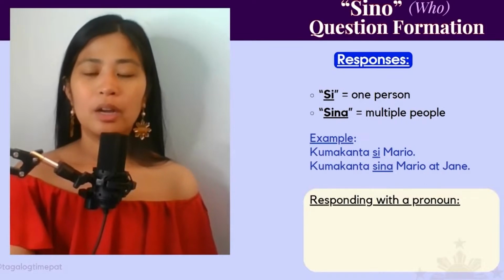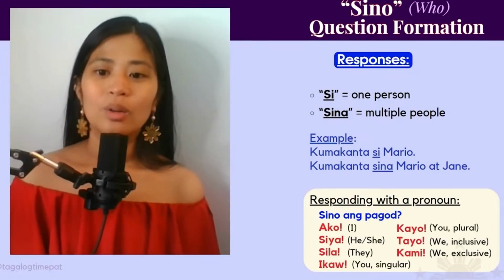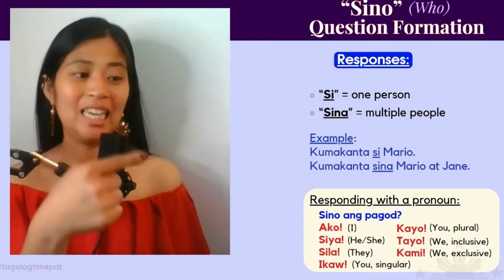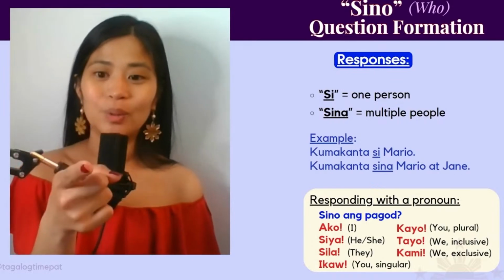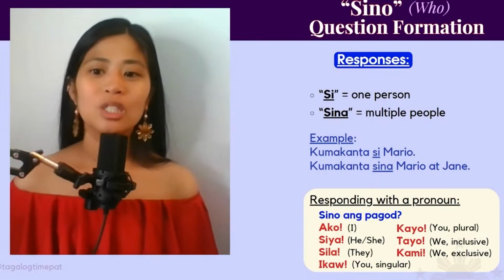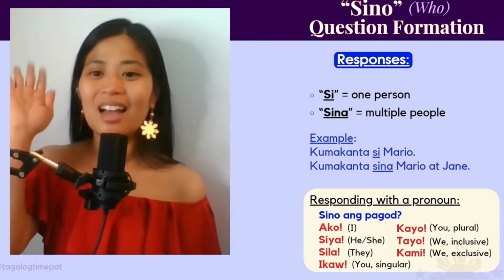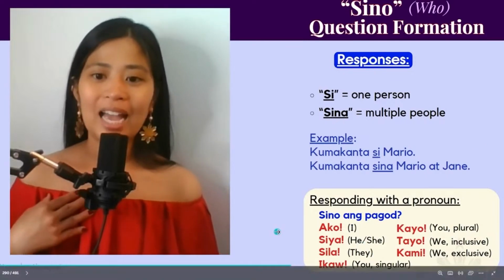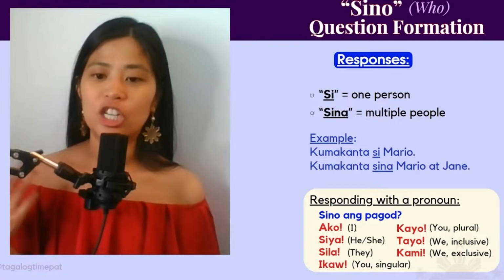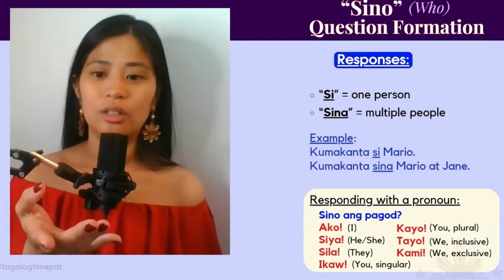Now you can also respond with a pronoun. So sino ang pagod? Who's tired? You can say, ako, me, ako. Or sino ang pagod? Siya. Him, he is, siya. Sino ang pagod? Ikaw, you. You are tired, ikaw. So you can just respond with a pronoun. So I would say that, like, sino ang pagod? Ako. Just say ako. Keep it easy, right? And then here are the different pronouns. So ako is I, siya, he or she, so that's gender neutral. Sila, they. Ikaw, you, singular.